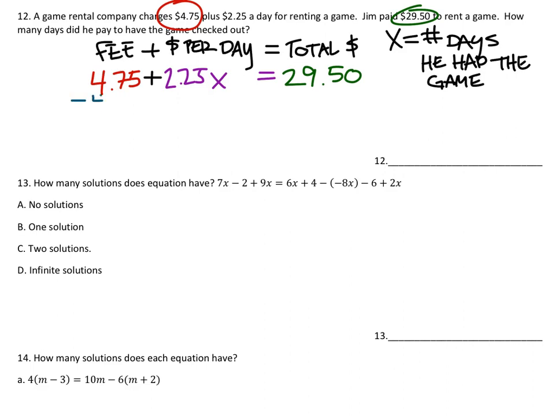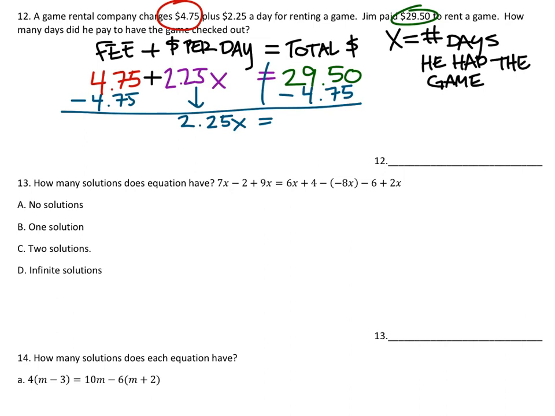So to start out, we'll subtract $4.75 from both sides of the equation. And this isolates our x's for us, so $2.25 per day equals, looks like $24.75 right there. So in other words, just for the amount of days he had it, he paid $24.75. Last thing we'll need to do on this one is divide both sides by 2.25 to make that a 1x. But I've got to do it to both sides of the equation. Plugging this into my calculator, looks like it's 11.